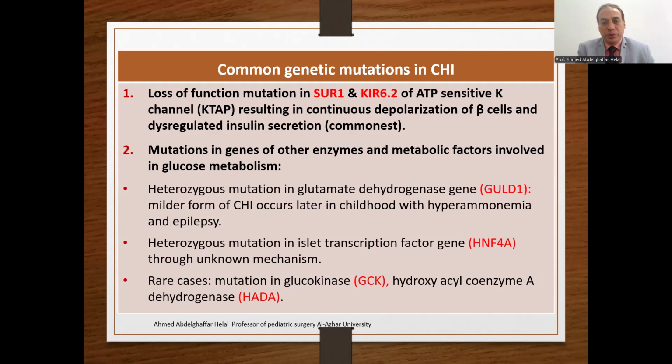This table illustrates the common genetic mutations: loss of function mutation in SUR1 and Kir6.2, which are components of the ATP-sensitive potassium channel, resulting in continuous depolarization and dysregulated insulin release, which is the commonest mutation. Then mutations in the genes of other enzymes and metabolic factors, with some characteristic mutation in the glutamate dehydrogenase gene, resulting in a mild form associated with hyperammonemia and epilepsy. Heterogeneous mutation in the islet transcription factor genes, through unknown mutation, and rare causes include mutation in glucokinase and hydroxyacyl-coenzyme A dehydrogenase.